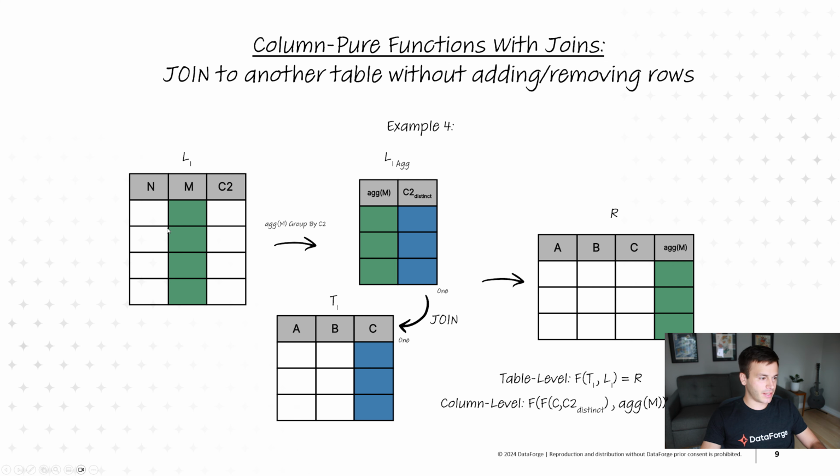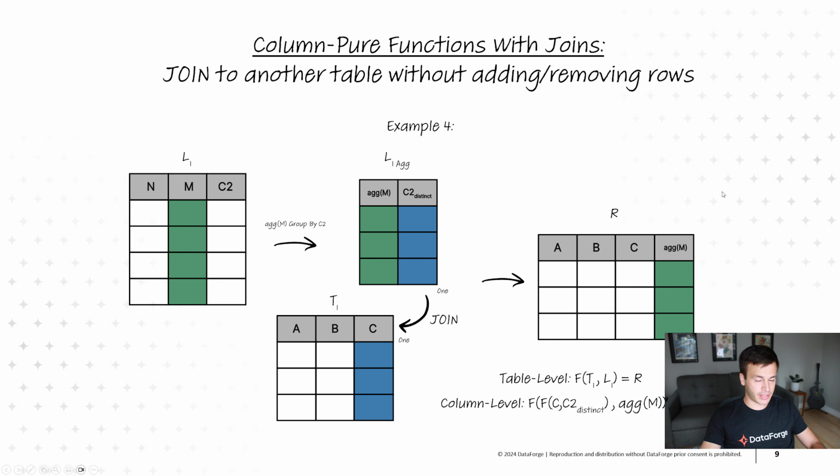So again, by essentially converting the original table up to a new logical table that has a one-to-one cardinality with the original table, we're able to get the result of that calculation and use it as a column pure function and maintain all the benefits of working at the column level and only having to think of things at the column level and working through the DataForge framework and chain these functions together.